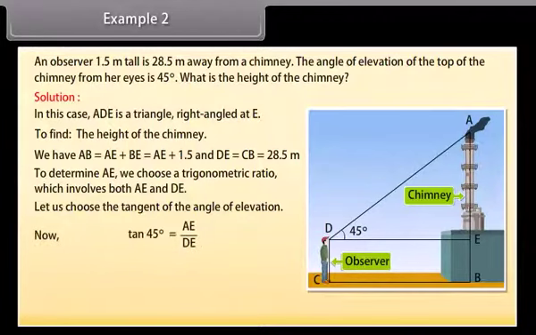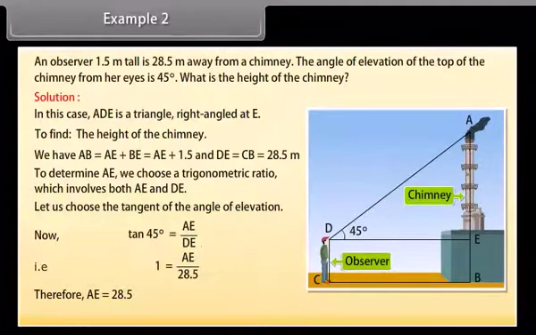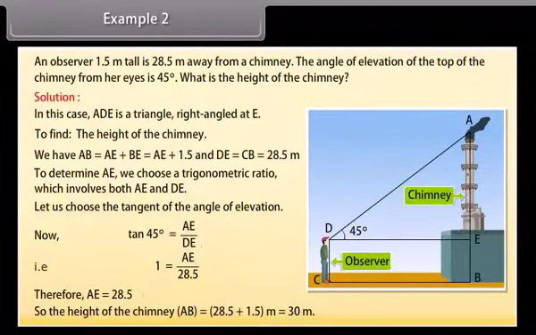Now tan 45 degrees equals AE upon DE. That is, 1 is equal to AE upon 28.5. Therefore, AE is equal to 28.5. So the height of the chimney AB is equal to 28.5 plus 1.5 meter, which equals 30 meter.